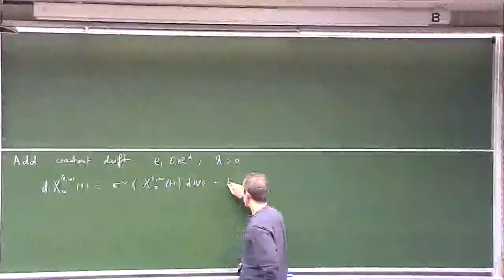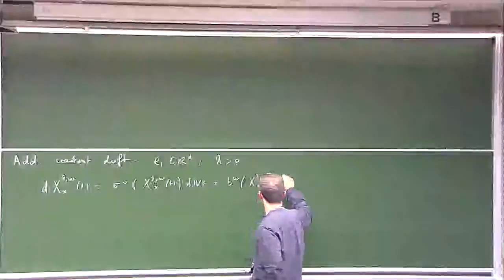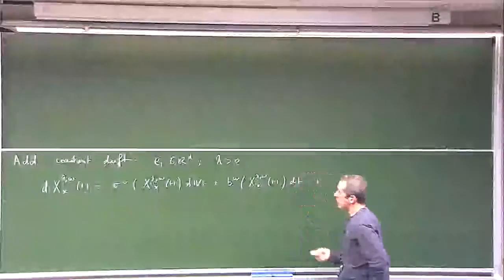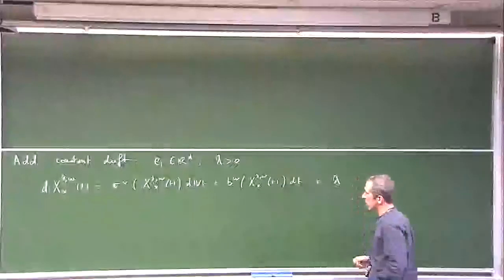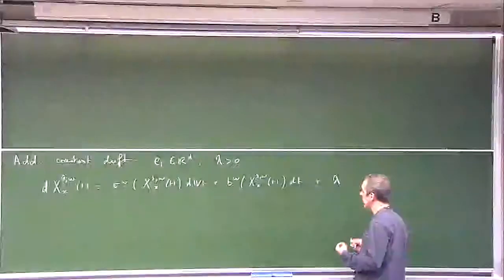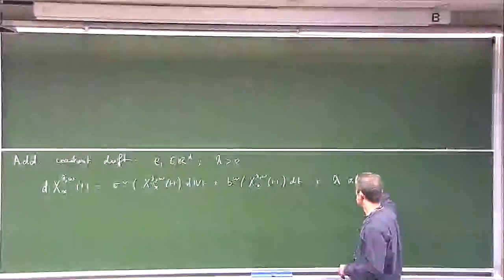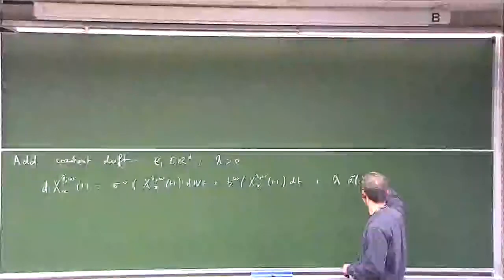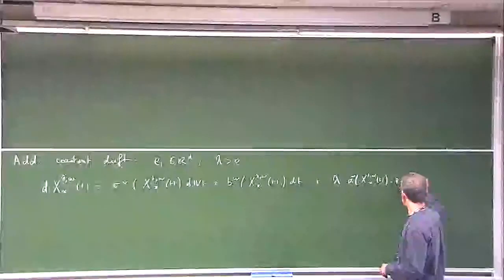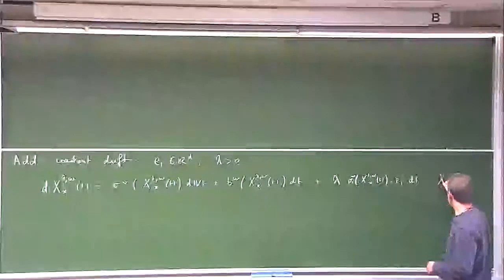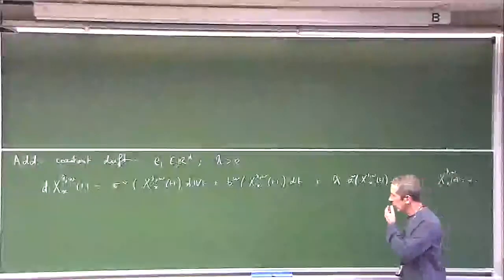And then B omega dt, and then the drift term. And the drift term has a lambda in front. And what corresponds to adding a constant drift is adding a drift term of the form A omega of x lambda omega x time t dot E1 dt. And this one also starts at time 0 from point x. OK?